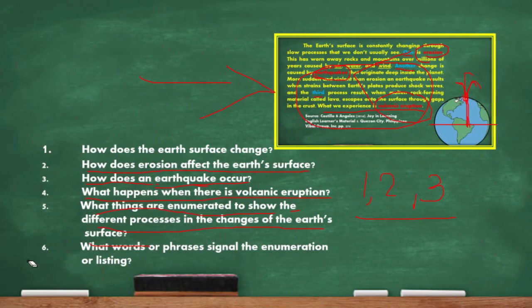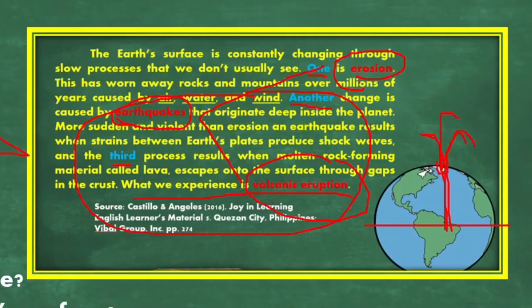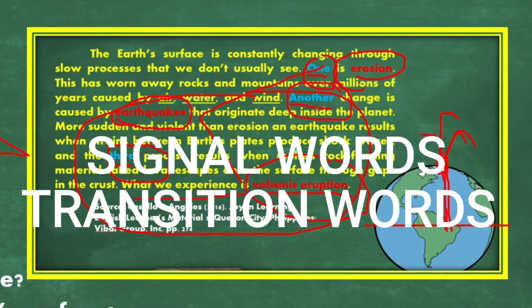Let's proceed with number 6. What words or phrases signal the enumeration or listing? Of course, as I've said, we have one, we have another, and we have third. Very good, these words are called the signal words or transition words. Let's proceed.